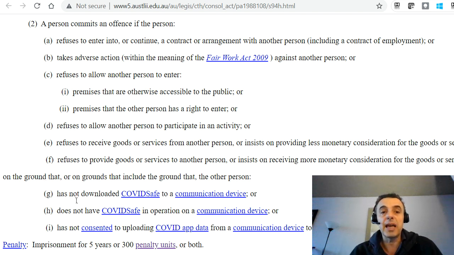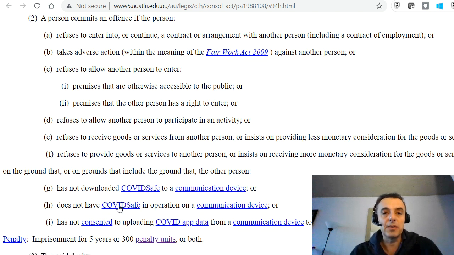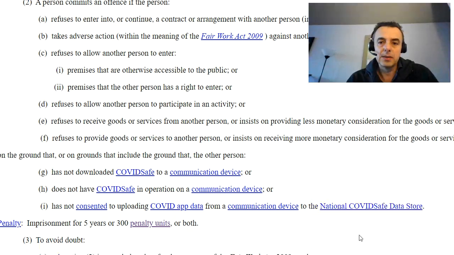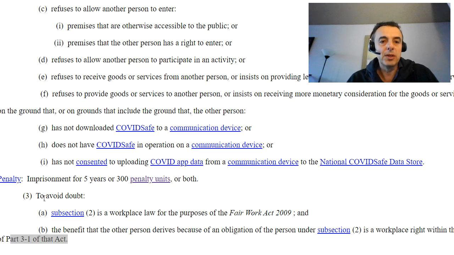include the ground that the other person has not downloaded COVIDSafe to a communication device, or does not have COVIDSafe in operation on a communication device, or has not consented to uploading COVID app data from a communication device to the National COVIDSafe Data Store. Imprisonment for 5 years or 300 penalty units or both. To avoid doubt, subsection 2 is a workplace law for the purpose of the Fair Work Act 2009, and the benefit that the other person derives because of an obligation of the person under subsection 2 is a workplace right within the meaning of part 3-1 of the Act.